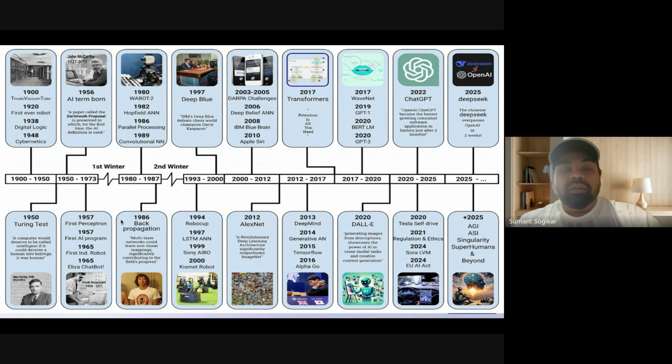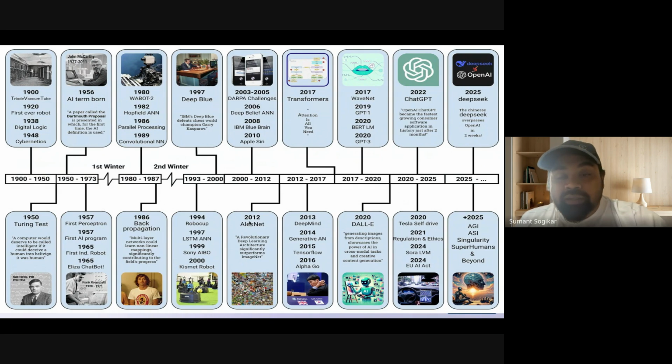Things went along, and slowly a lot of things happened. Then in 1986 you had backpropagation. Backpropagation is the heart of all machine learning algorithms. Without backpropagation, your machine learning or any kind of deep learning algorithms will never work. So that's how this started in 1986, and slowly again things moved on.